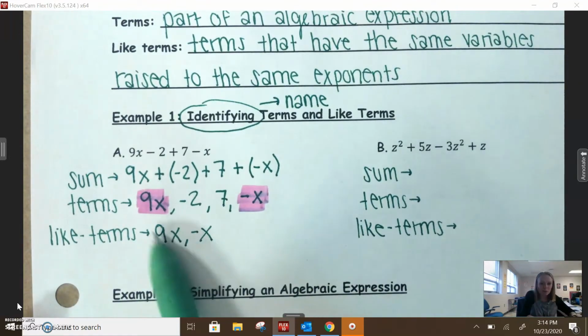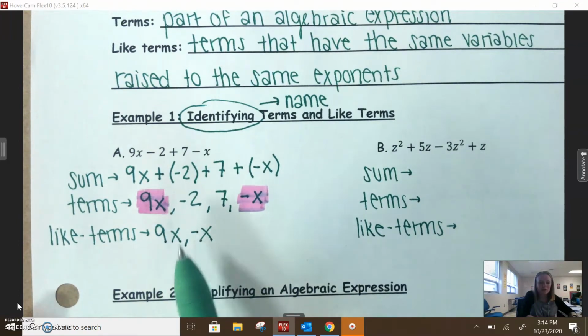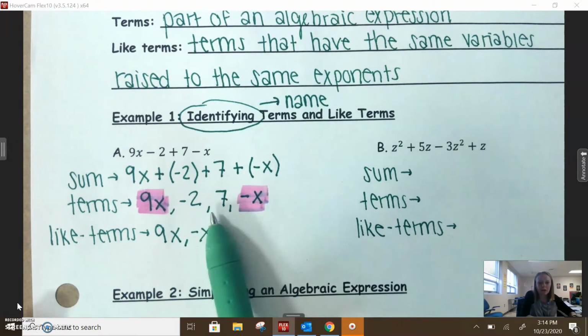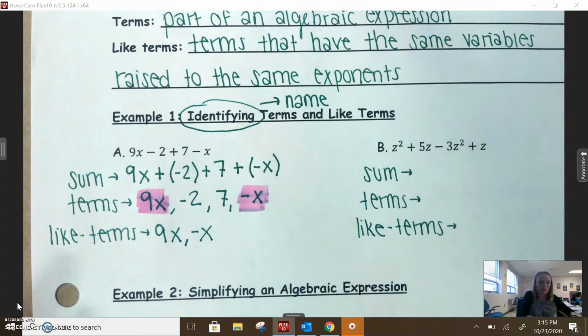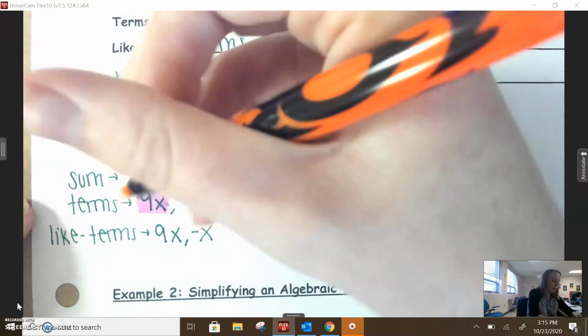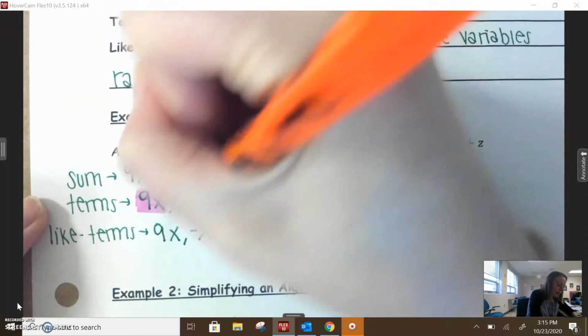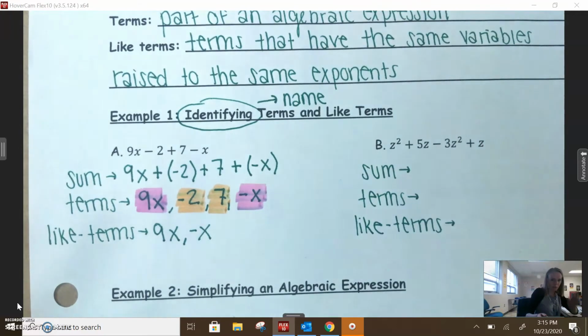So there's more than one term that had an x in it, so this is a set of like terms. Now if I look at the ones that aren't highlighted, the ones I haven't talked about, negative 2 and 7, these have something in common. They both don't have an x on them. They're just numbers. These can also be called constants. So since they both don't have a letter or a variable on them, they're also a set of like terms. So constants can also be their own set of like terms.